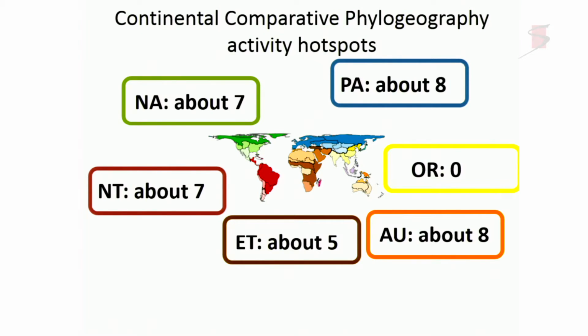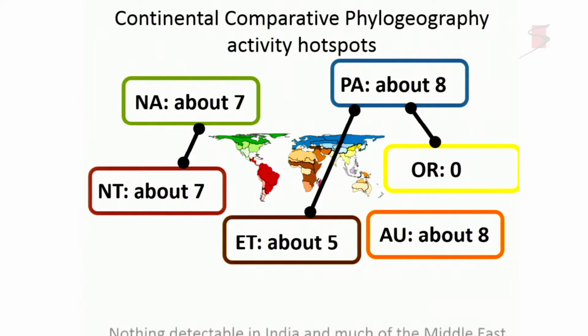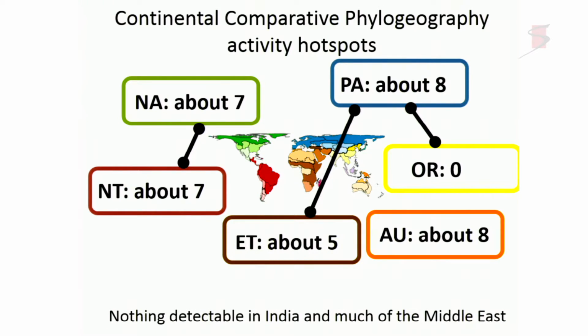Okay, so this is just a summary of the hotspots. Again, Oriental is pretty lagging. The transitions between these regions, really nothing detectable in India and much of the Middle East. By the way, just to comment on it, Antarctica has its own phylogeography study, comparative phylogeography study now, believe it or not. Anyway.